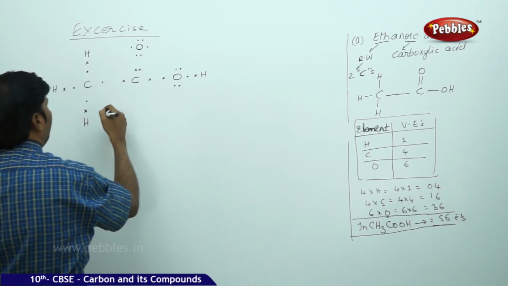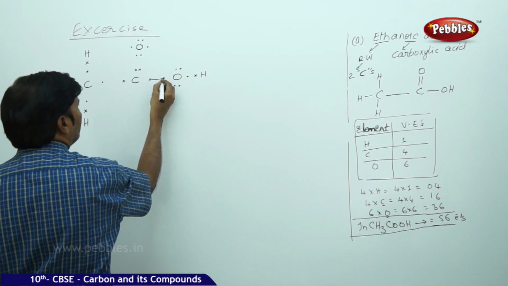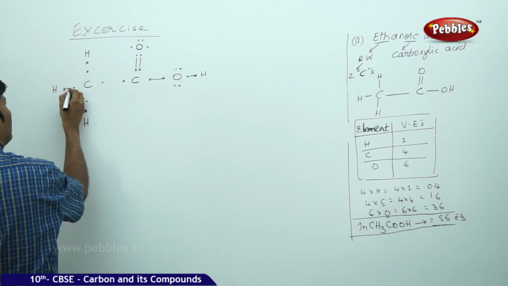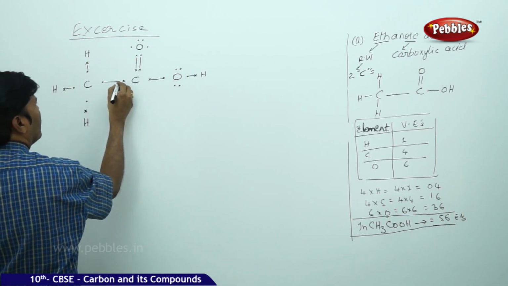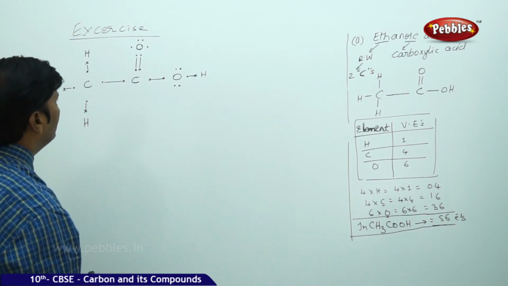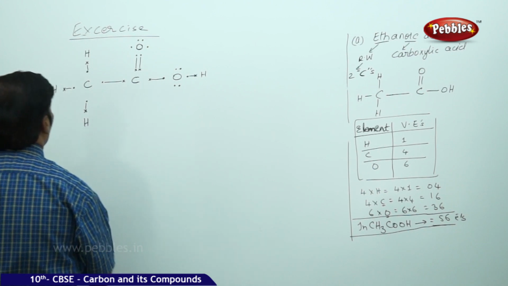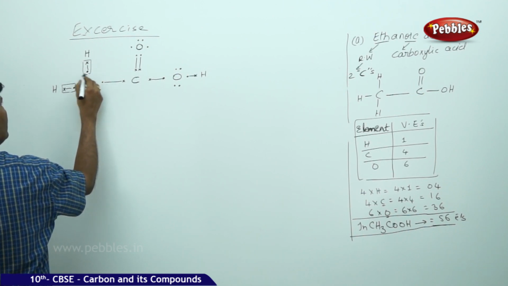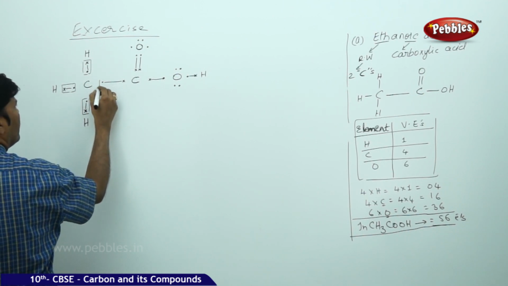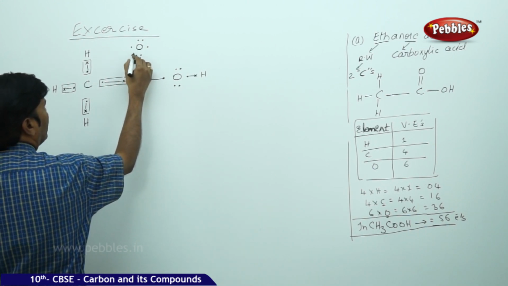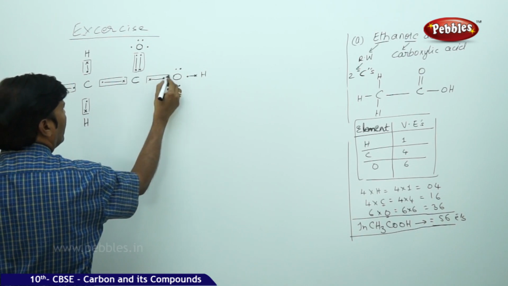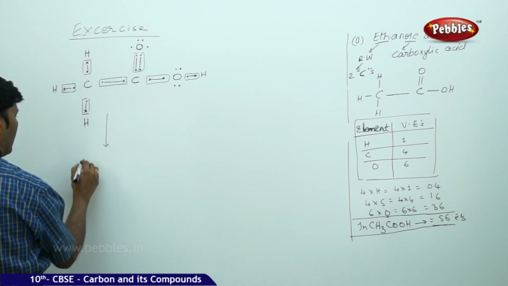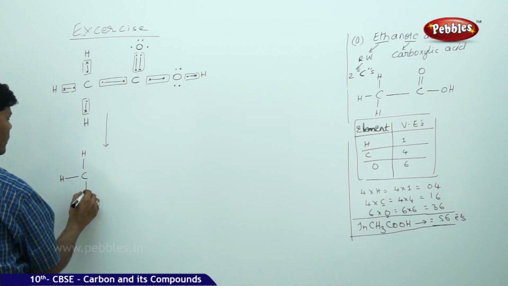Here we can create one bond, here one bond is formed, and so on, each one bond formed, with two bonds between carbon and oxygen. So this is the Lewis electron dot structure. You can see one bond formation here, one here, and two bond formations here. Therefore we have carbon single bond hydrogen, single bond hydrogen, single bond hydrogen.